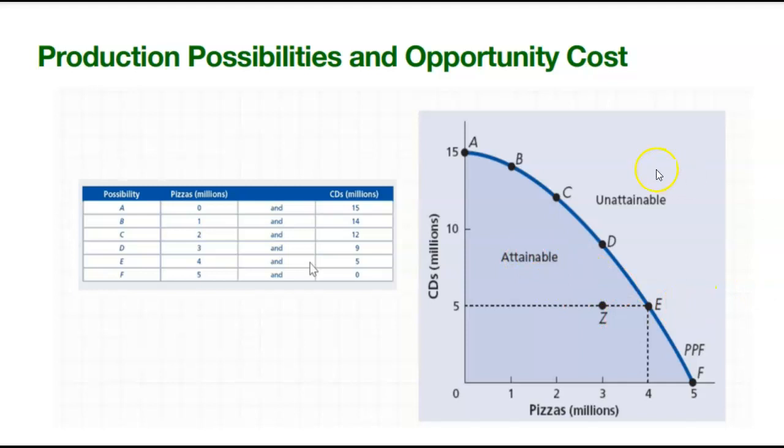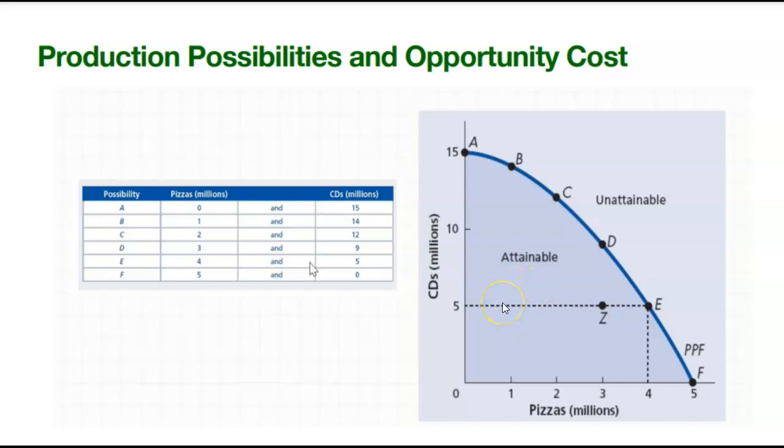So PPFs are very important. Now, PPFs, so basically, what does unattainable mean? Let's say you want to make 5 pizzas and 10 CDs. So 5 and 10, the dot will be somewhere here. Is that possible? No. The PPF is telling you, listen here, it's not possible. There's no way that you can do this, right? But if you want to make, let's say, 1 pizza and 5 CDs over here, is it possible? Yes, it's attainable.